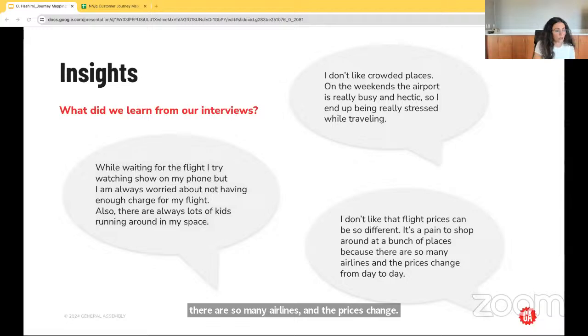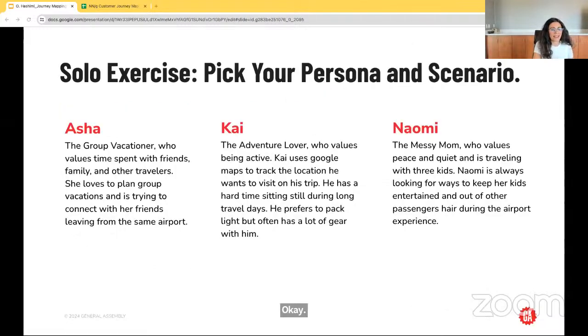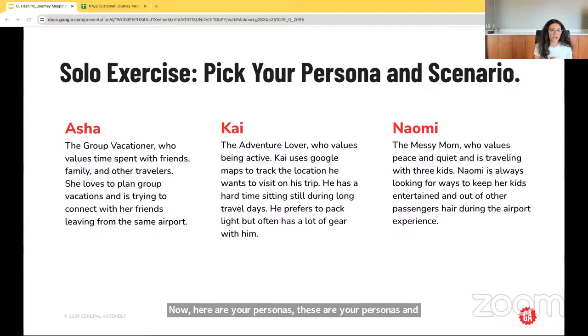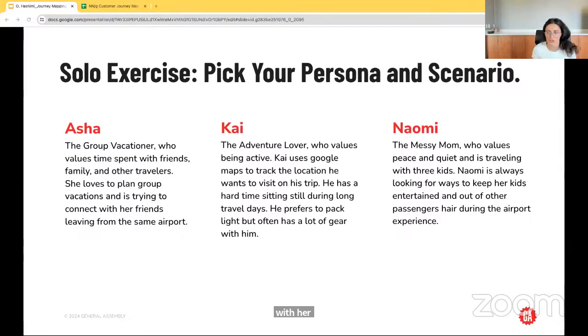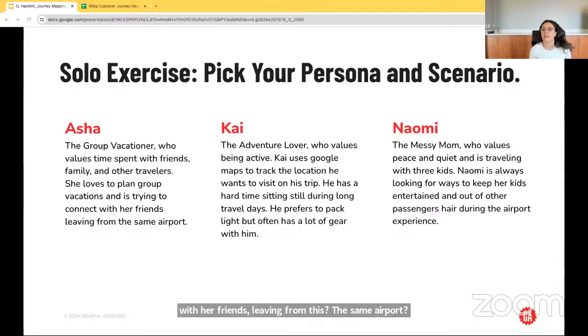Okay, you have these insights on hand. Now, here are your personas. These are your personas and scenarios. You're going to choose one. So we have Asha. She's the group vacationer who values time spent with friends, family, and other travelers. She loves to plan group vacations and is trying to connect with her friends leaving from the same airport. Okay, a social vacationer.